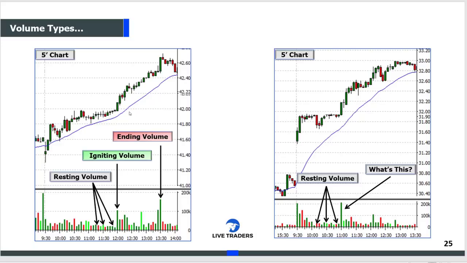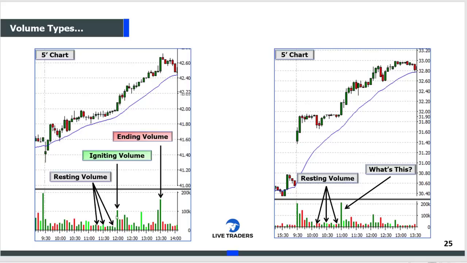When it breaks 42, huge igniting volume. What does this tell me? Commitment. The buyers are in control. Increased volume with price movement equals commitment. Okay? If you have price movement without volume, that could be a lack of commitment.